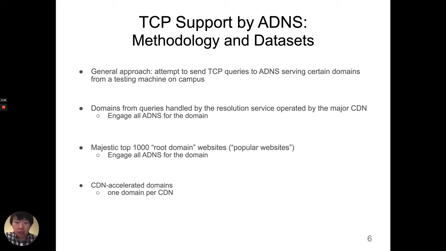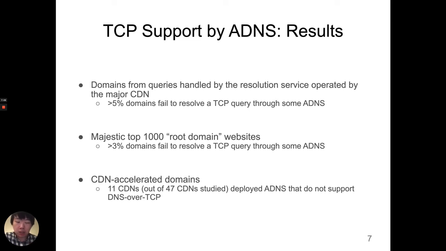The first dataset includes the domains from queries handled by the resolution service operated by the major CDN. The second dataset is the Majestic top 1,000 root domain websites, and we call those popular websites. And for the last dataset, we have a list of CDN accelerated domains, and we pick one domain per CDN. And we test all ADNS servers listed for each domain in those three datasets. Here are the results for the TCP support by ADNS servers.